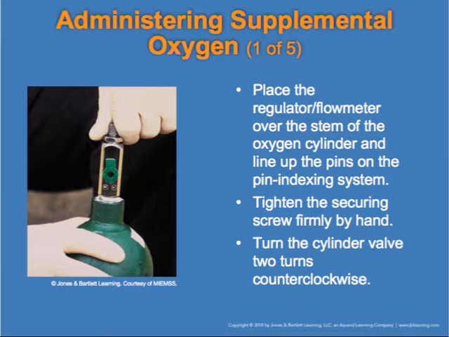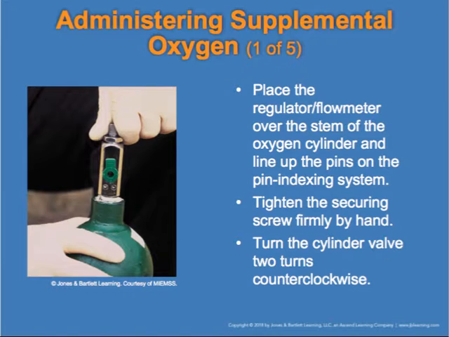Place the regulator over the stem of the oxygen cylinder and line up the pins. Tighten by securing the screw firmly by hand. Turn the cylinder valve 2 turns counterclockwise in order to secure it. And this is another skill that you're going to learn pretty heavily during your actual exam. And it's interesting, putting that oxygen bottle together is actually a skill you'll be tested on for National Registry.